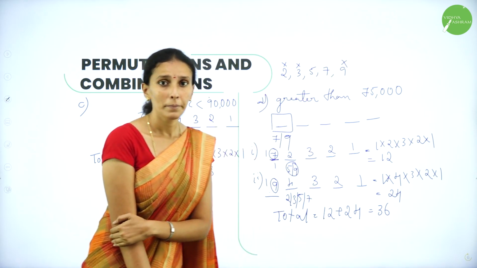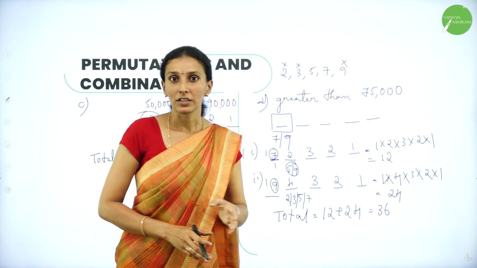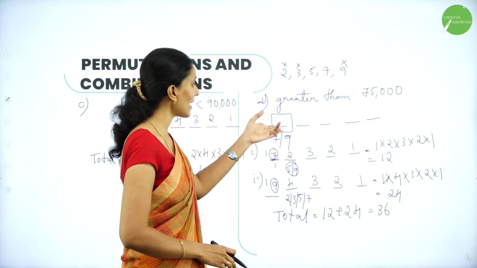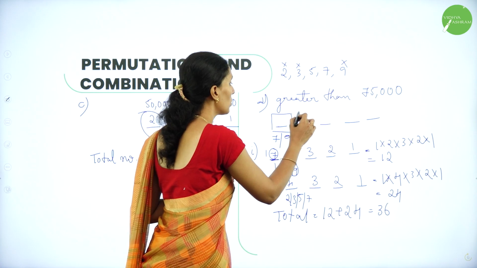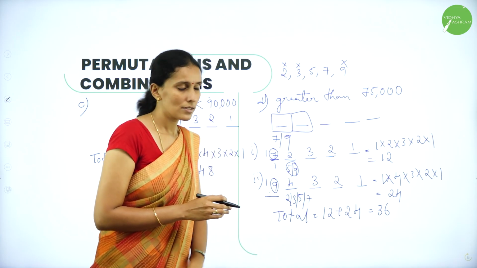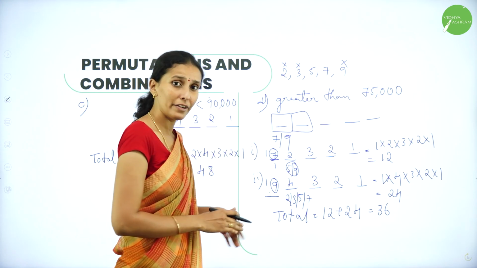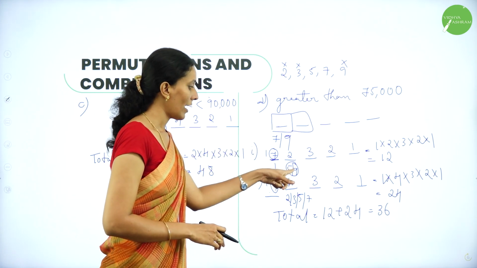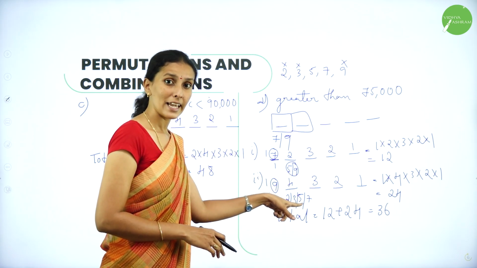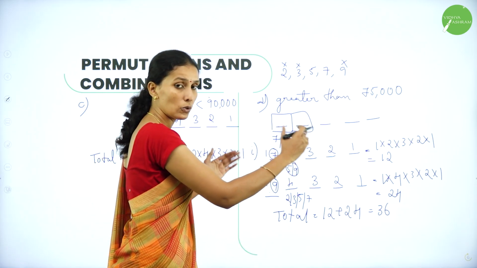So remember, whenever you have a restriction, first notice in which place you have the restriction. When you have more than one restriction, as in this example where you have restrictions in both places, the cases can be divided. Why have I divided here? Because if I take 7, I have only 2 choices for the second place. But if I take 9, I have 4 choices in the same second place. So I cannot take them simultaneously. Therefore, I am dividing it into 2 cases.